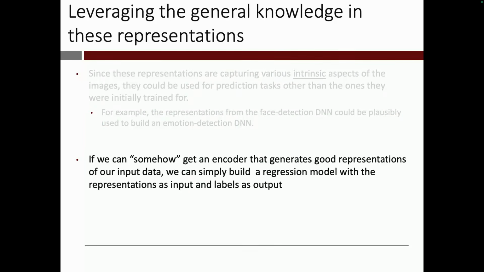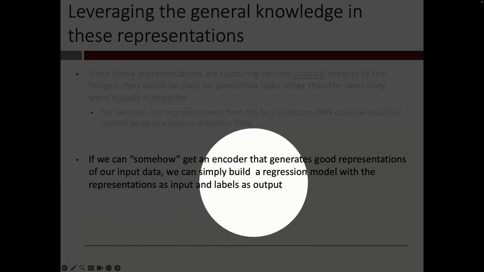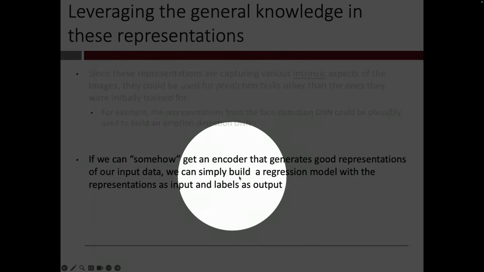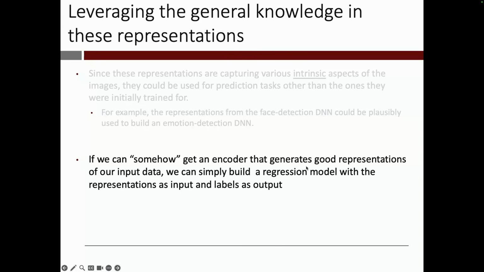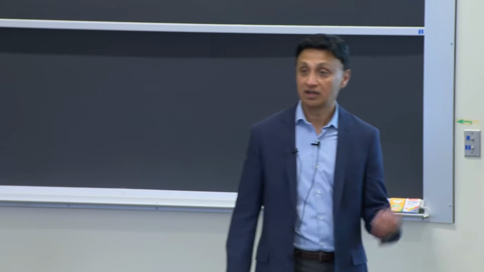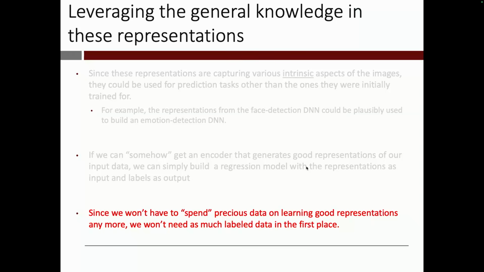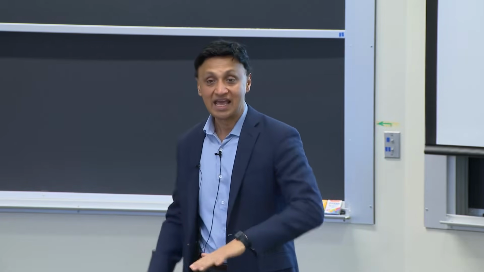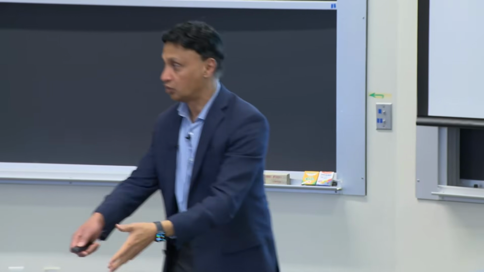So the question is, if we can somehow get an encoder that generates good representations for your input data, we can simply build a regression model with those as input and labels as output and be done. And this is exactly what we did with ResNet for handbags and shoes. We found a thing that had already been trained on similar everyday images. And the key insight here is that since we don't have to spend precious data on learning these good representations, we won't need as much labeled data in the first place. Because the pre-training used a lot of data, and you're sort of piggybacking on that data. So in some sense, your training data is everything that the pre-trained model was trained on, plus your little 200 examples.